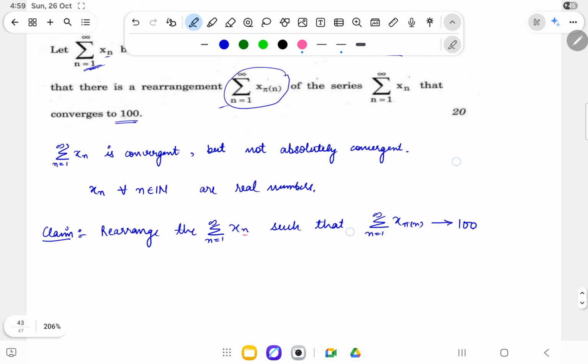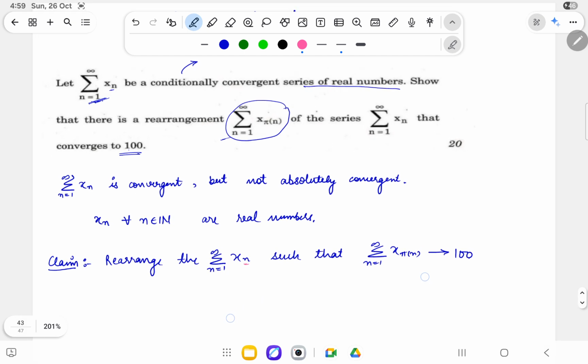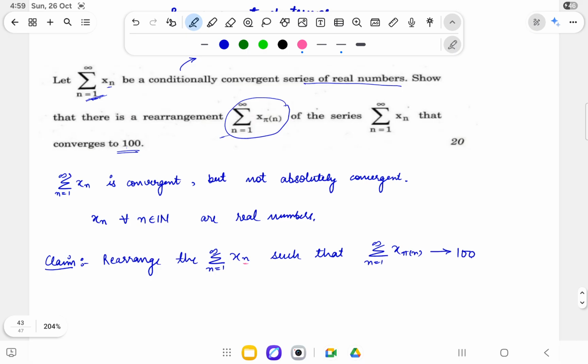In upcoming exams, they can ask us to show that it converges to 1000 or some other number. The proof is on similar lines, and based on the number it just varies. You can do that yourself. So we'll show how we can rearrange this series, that is summation n equals 1 to infinity xn, to 100. Let's move on to see the proof of this theorem.